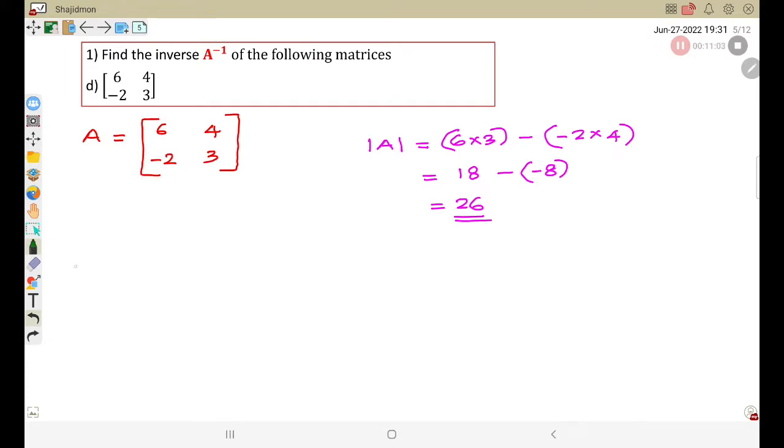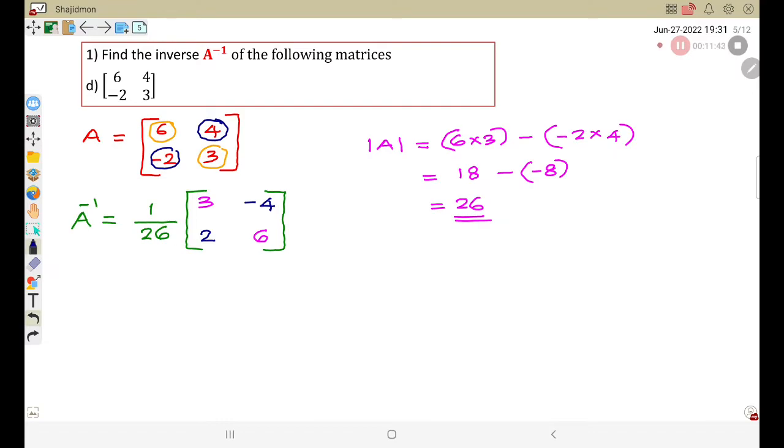Now we will write A inverse. A inverse matrix equals 1 divided by determinant of A. What is the determinant of A? 26. Multiply, main diagonal numbers interchange. What are the main diagonal numbers? 6 and 3. We need to interchange these two numbers. So we can write 3 first, 6 last. Just interchange those two numbers. Now the off diagonal numbers we need to put the opposite sign. So instead of 4 we write minus 4. Instead of minus 2 we write plus 2.